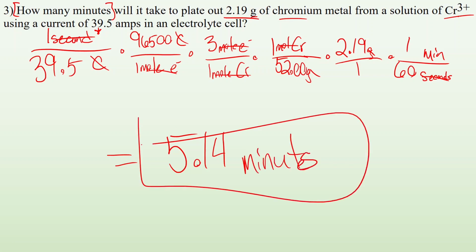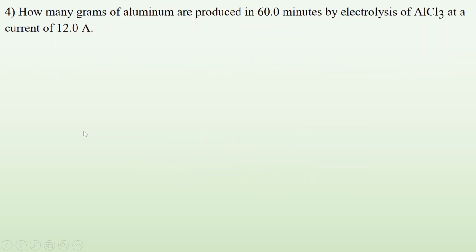All right, let's try another one. Number 4. How many grams of aluminum are produced in 60 minutes by electrolysis of AlCl3 at a current of 12 amps? So again, it might be useful to go, hey, 12.0 amps is really 12.0 coulombs per second, and they want grams. All right, well, let's see. I got coulombs per second.